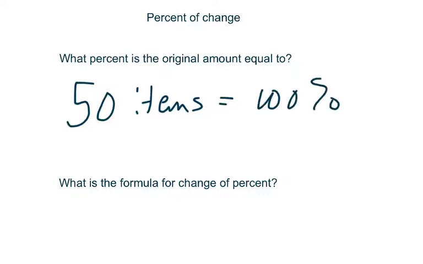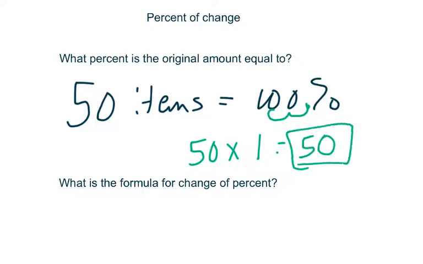Now, the reason it's 100% is because if you change 100% to a number, you start here and move it over 2 places, and it turns into the number 1. And if we have 50 times 1, you still have 50 items. So anytime you have a starting amount, that is always equal to 100% of your original amount. Then when you increase or decrease things, you have to add or subtract it to that 100% to find the new percentage. And we'll talk about that later.